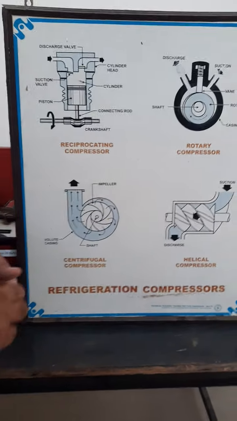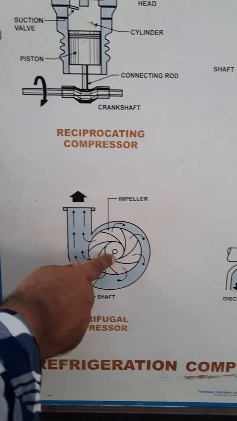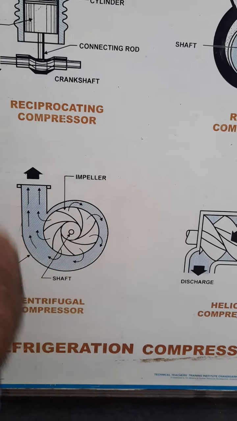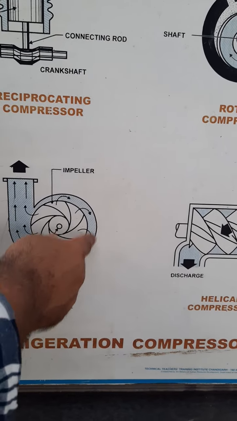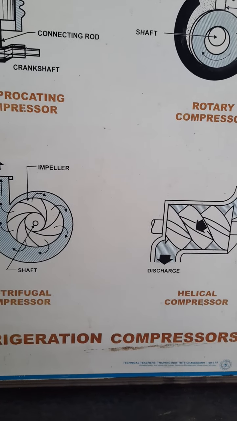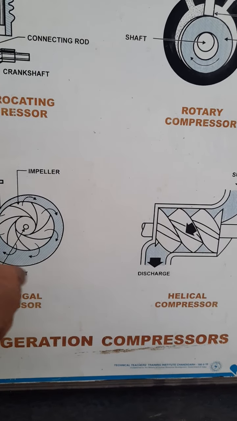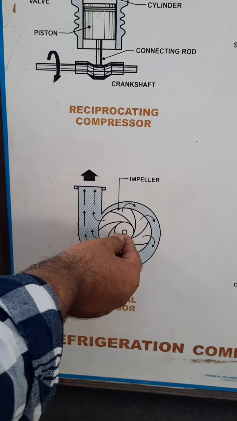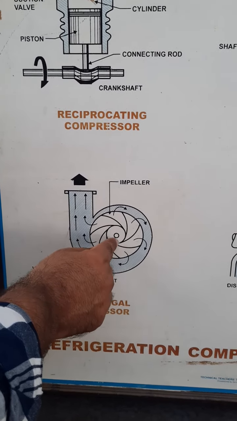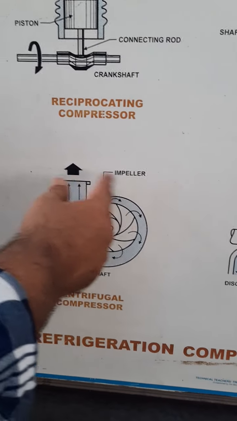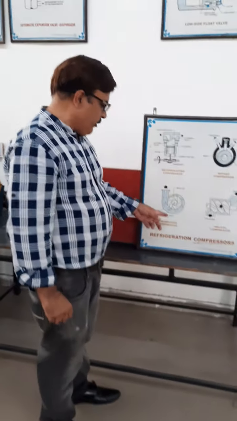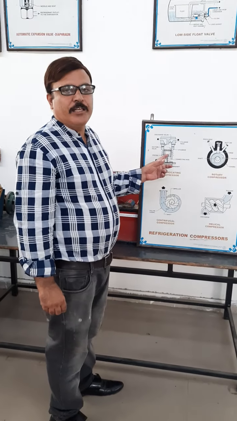So look at here in this diagram. The refrigerant is entering through this eye and the impeller is there. When the refrigerant flows through the vanes of this impeller, through centrifugal force its pressure will increase. At low pressure and low temperature, refrigerant will enter through this eye, and through centrifugal action, its pressure and temperature both are going to increase. And through the diffuser, it will be supplied to the condenser.